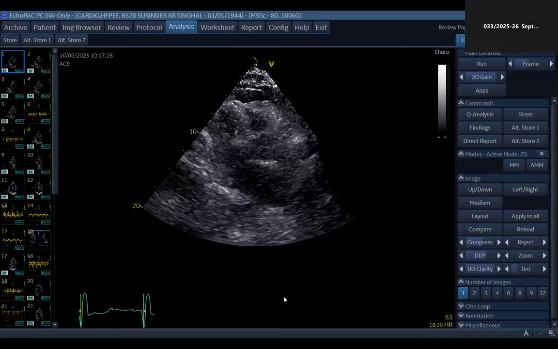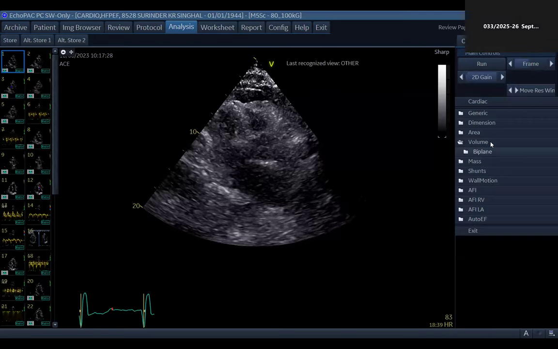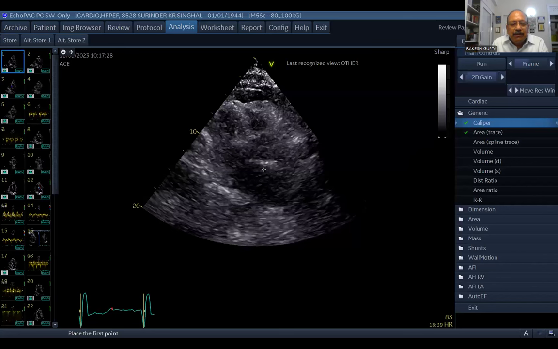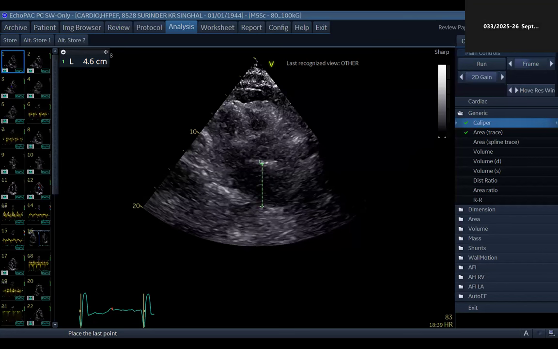Now I go to measurement, take a length. I'll be measuring from leading edge to leading edge. So this is 44 millimeters. If you take the absolute value, anything more than 39 is bigger. But if this patient's body surface area is 2, 44 divided by 2 will be only 22. So it will be high normal.